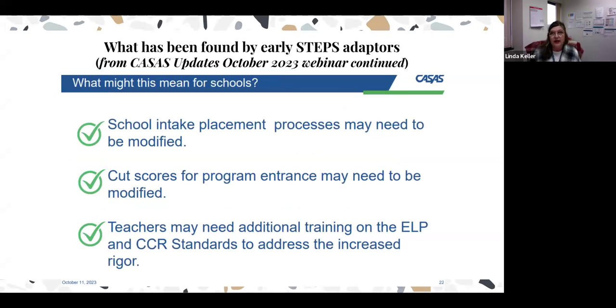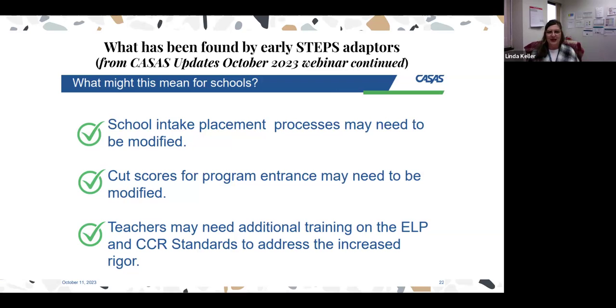One of the things that programs will likely need to consider, with our program here at Metro North, we adopted enrollment testing with STEPS just starting here in January. And because it took a little bit longer to get orders placed for paper pencil materials, and we ordered them for all of the sites, intake placement may need to be modified locally because of the different score ranges and because of the different tests. And so that may mean that cut scores for program entrance and for class levels, if you run a large program with multiple levels of ESL, may need to be modified. And your teachers may need to have additional training on the ELP standards also to address the CCR standards and the increased rigor of the test.